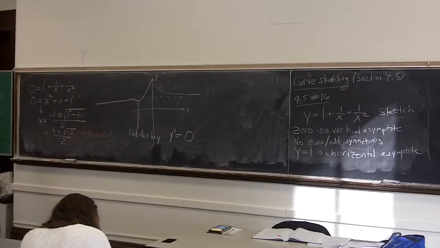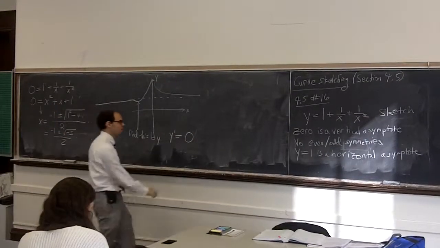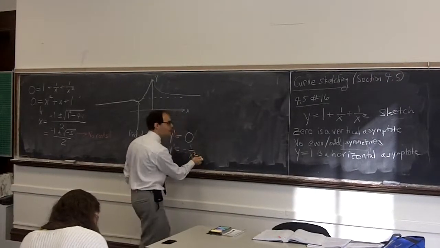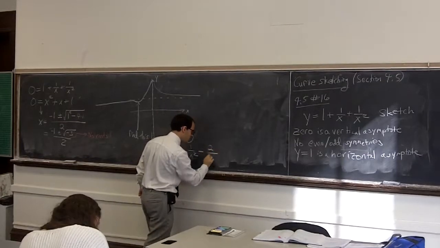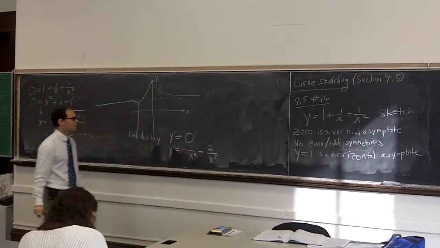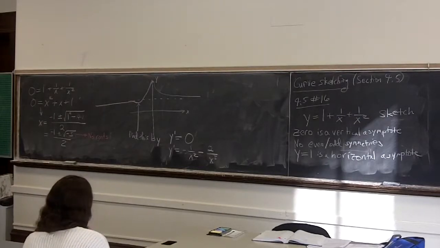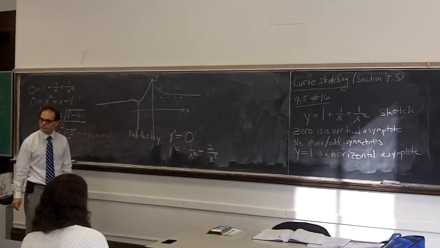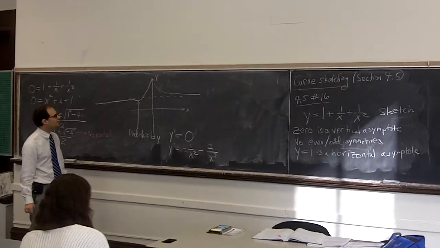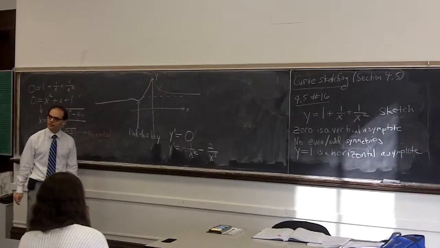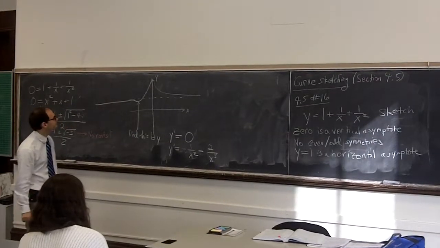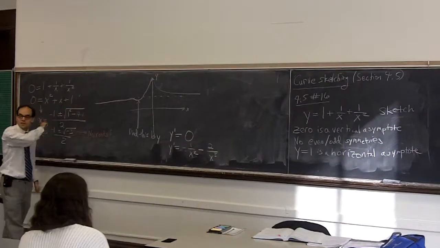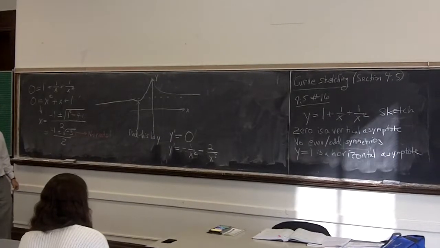Places where y prime is equal to 0. And are there any such places? Well, actually, y prime is pretty easy. y prime is negative 1 over x squared minus 2 over x cubed. And I think there are some zeros. What's that? It can cross a horizontal asymptote. All the horizontal asymptote says is that it's going there as x goes to infinity, or negative infinity, which it does.